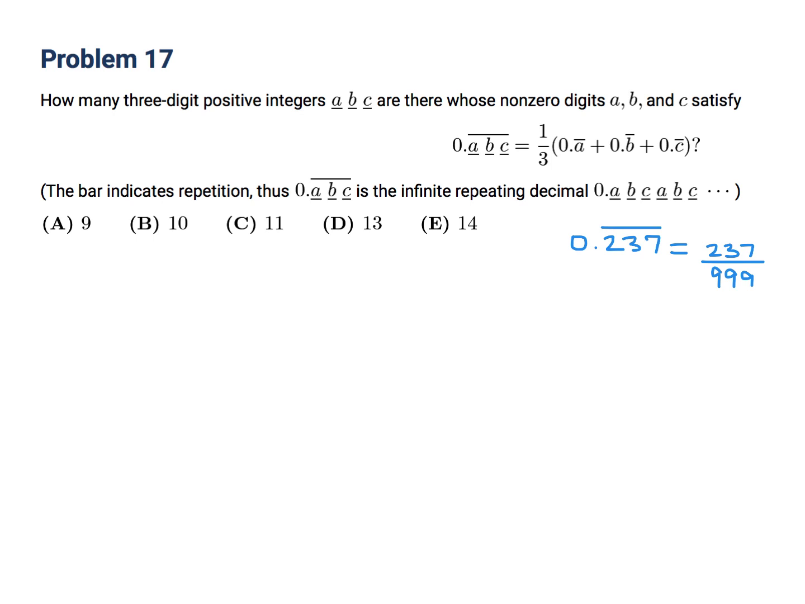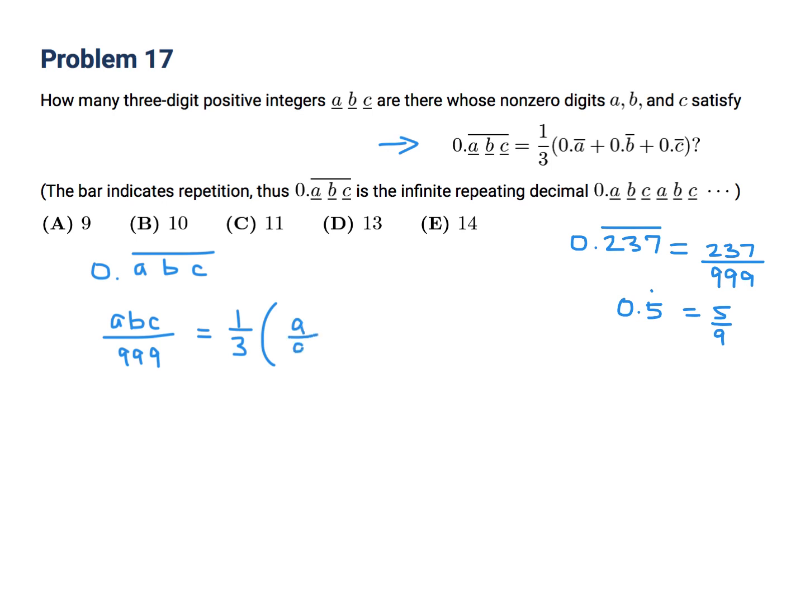So similarly, if you have 0.ABC repeating, that's basically ABC over 999. Got it? And then since they've given us this equation, the right side would basically be, this time it's only 1. So if you have, let's say, 0.5 repeating, it's 5 over 9. I think some of you probably even remember that. So that would basically be A over 9 plus B over 9 plus C over 9. So a little bit nicer if you write it as a fraction.